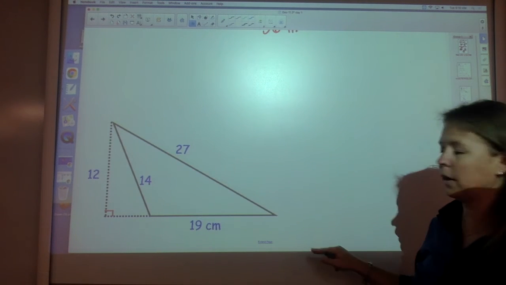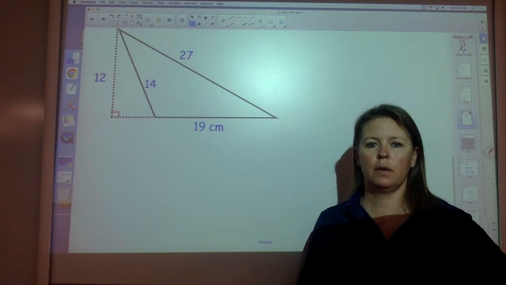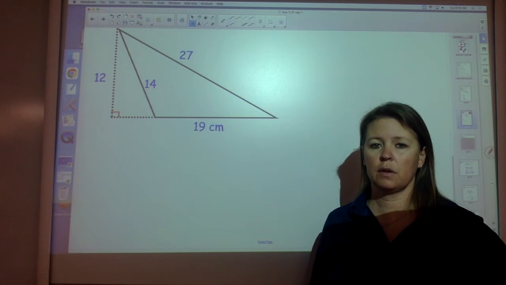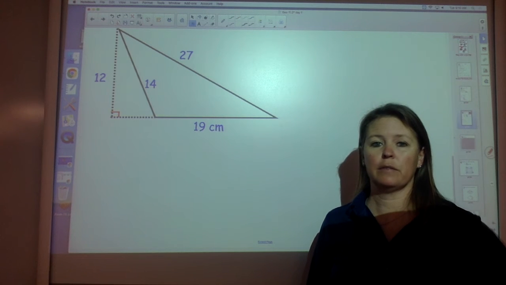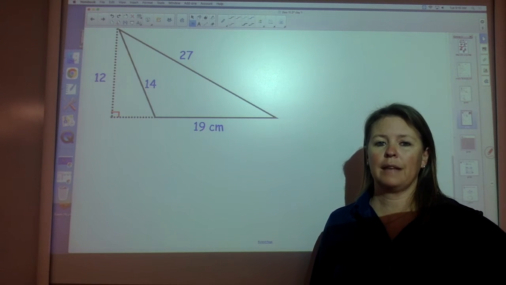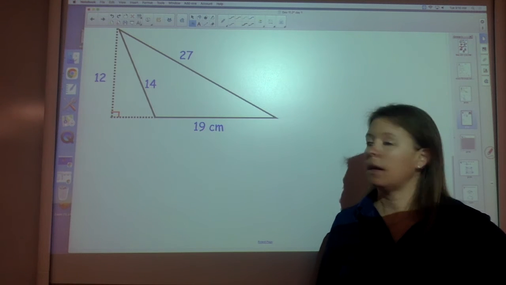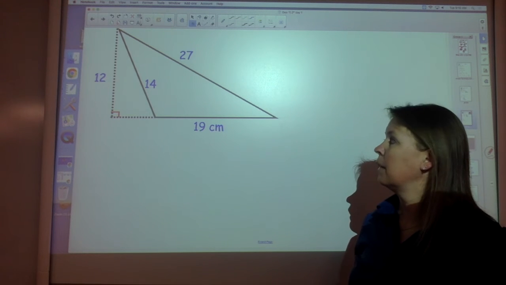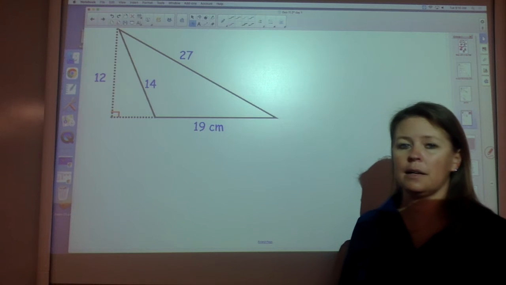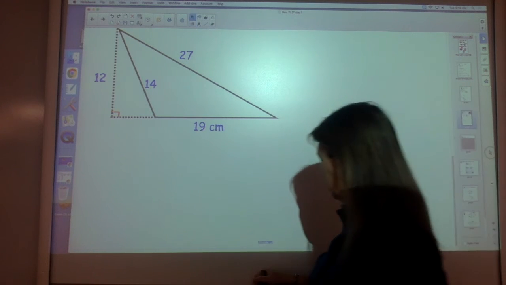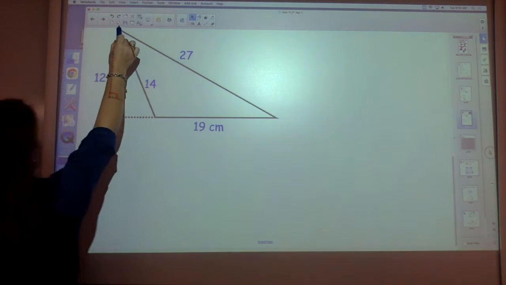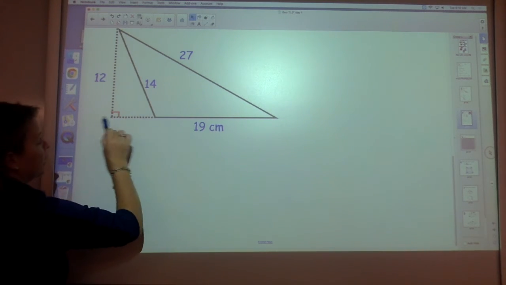I'm whipping through these quickly. Pause it when you need to, especially if you need to draw this if you don't have a packet. This time an obtuse triangle with lots and lots and lots of information. They gave you all three sides of the triangle. They also gave you the height of the triangle. The height gets measured on a perpendicular. Okay, you measure that 12 from the very top of the triangle to the very base of the triangle.